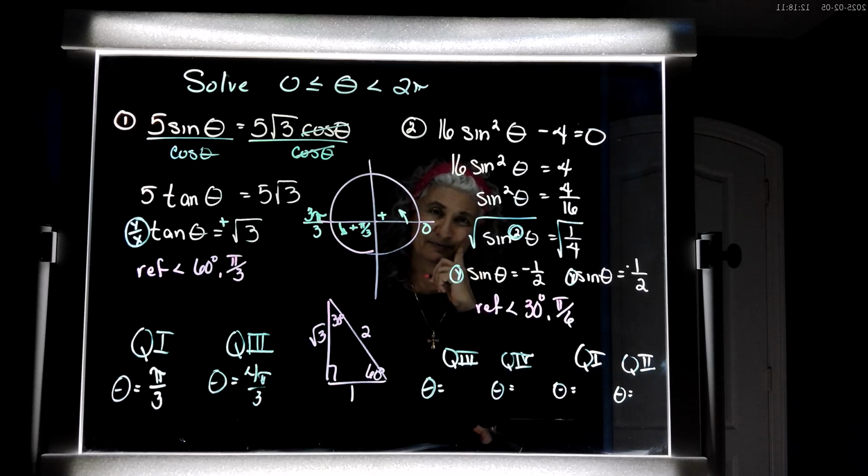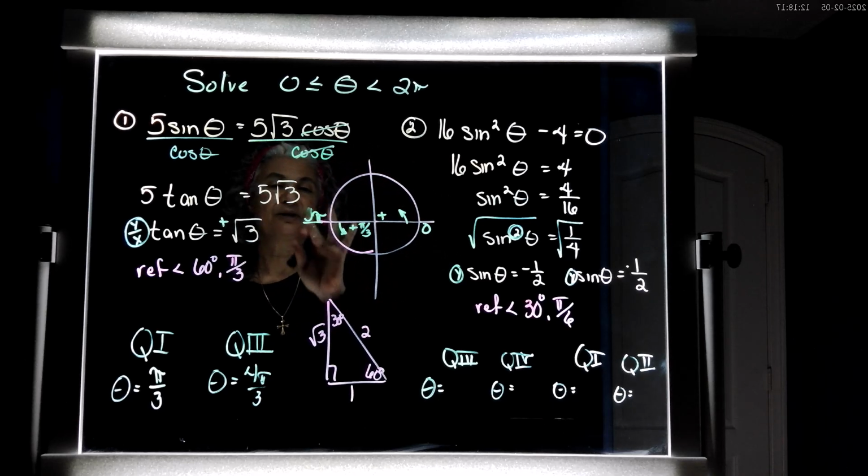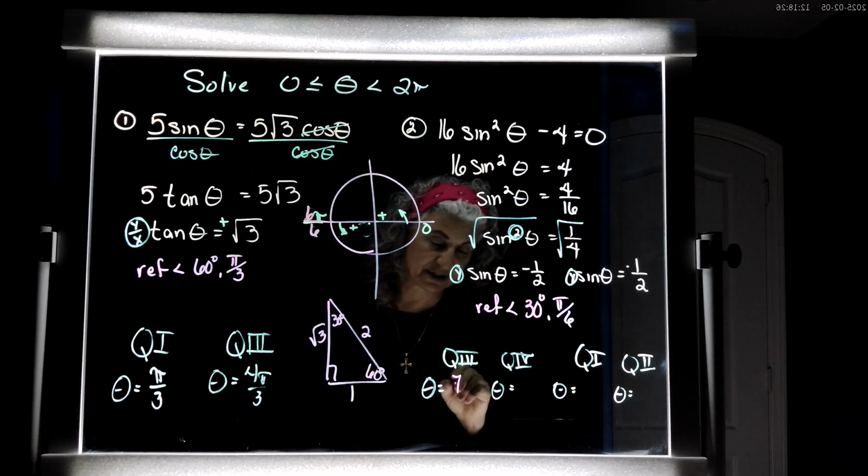Okay, see if you've got your 4 angles. I'm going to give you a moment. Okay, so in quadrant 3, this is supposed to be 6 pi over 6, and I am adding 7 pi over 6.